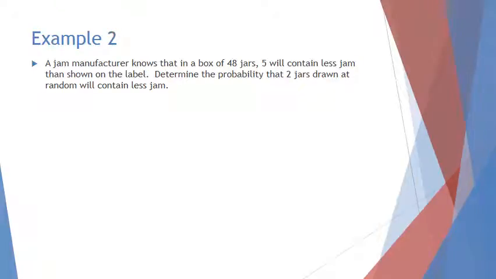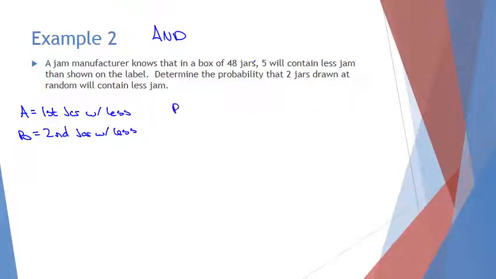Example 2. A jam manufacturer knows that in a box of 48 jars, 5 will contain less jam than shown on the label. Determine the probability that 2 jars drawn at random will contain less jam. So what we're looking for is we're going to draw a jar. It's got less jam, and another jar. It's got less jam. So again, this is an and situation. A will be the first jar with less, and then B will represent the second jar with less.